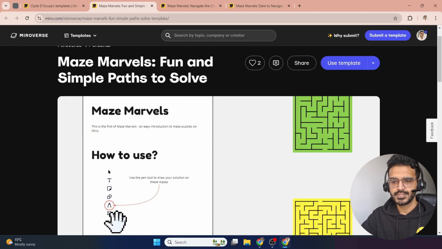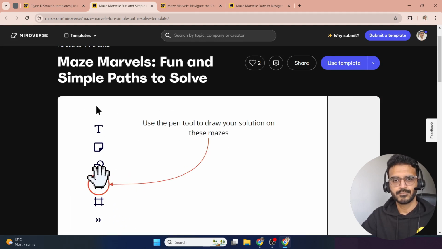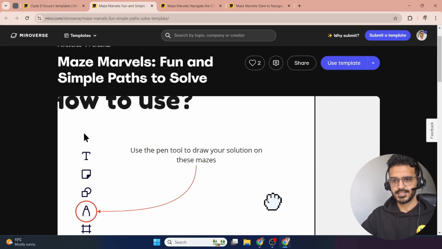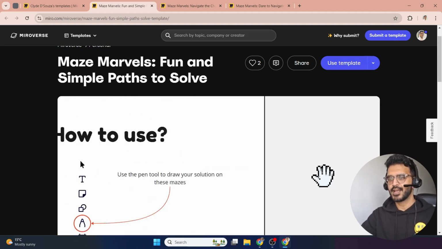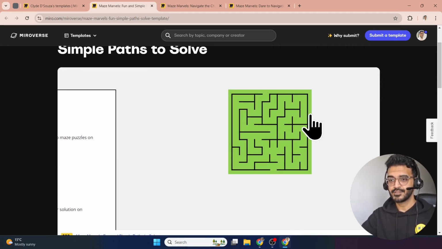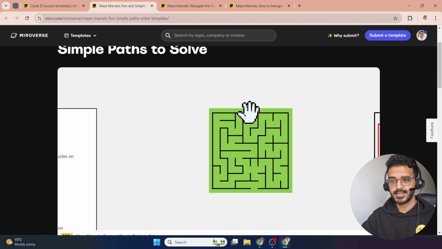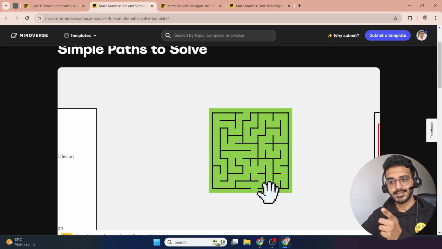And what you got to do is you got to pick up the pen tool from Miro. So that's on your left toolbar. And then go ahead and try to solve this puzzle. So you can either start at the top or the bottom. Start in one of these ones, and then you gotta end up on the other side.